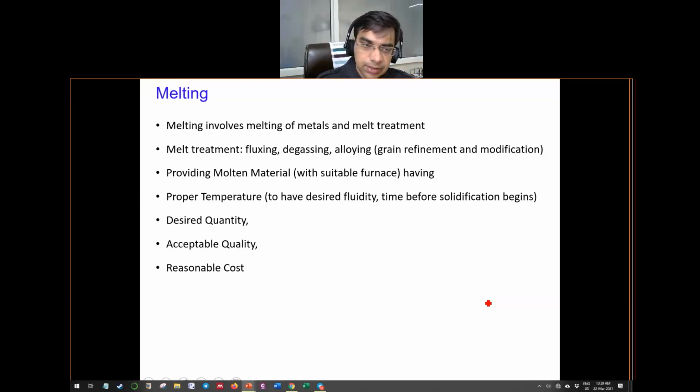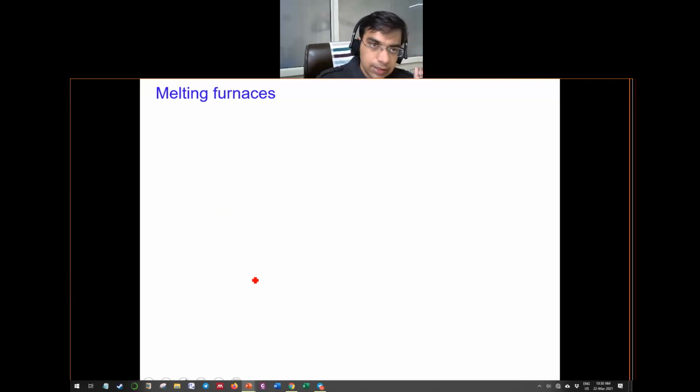but sometimes you also need to alloy the metal before casting, and then we should have a proper arrangement, that is a suitable furnace which provides the proper temperature, basically to control the fluidity of the process. It should provide molten material in desired quantity and quality at a reasonable cost. So we will see different arrangements for how we can melt the material in casting.